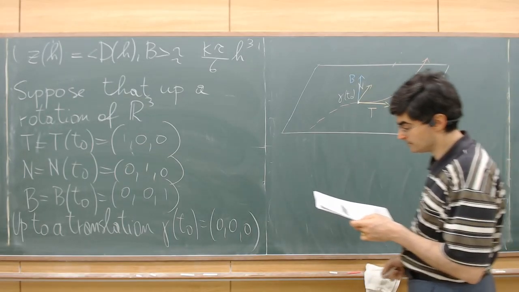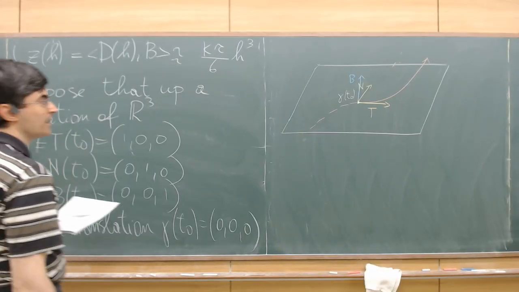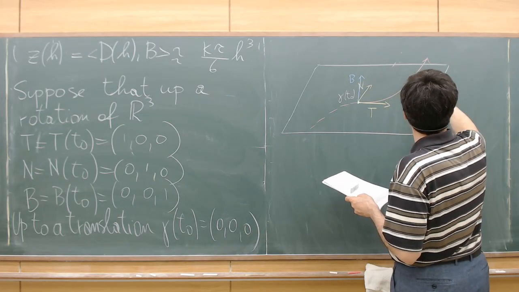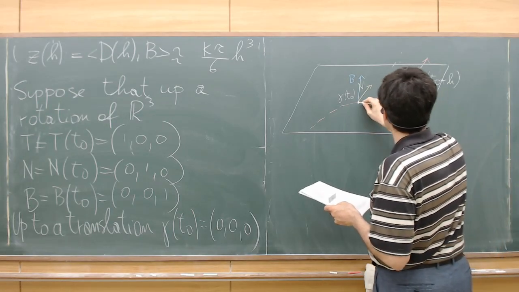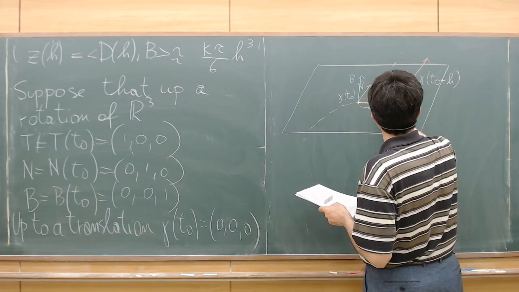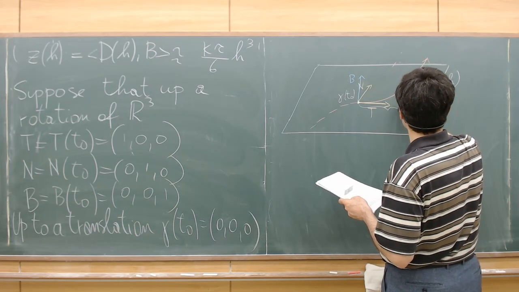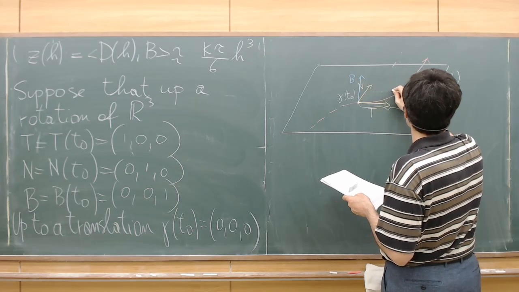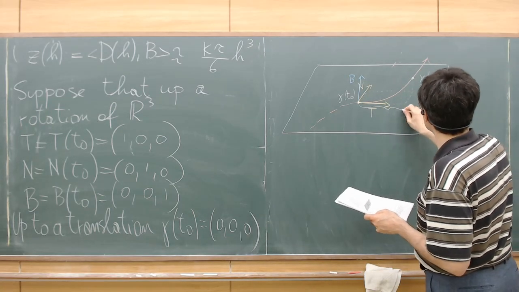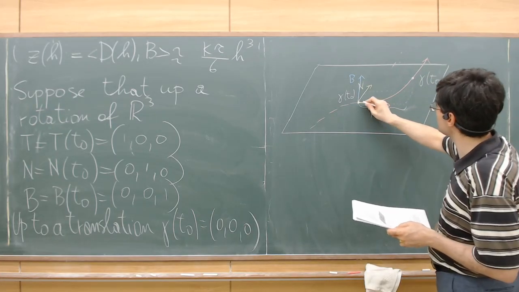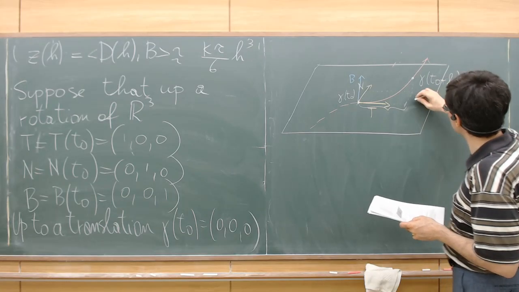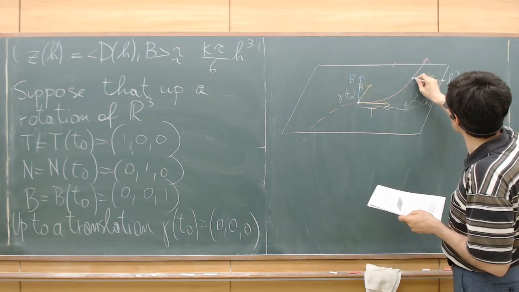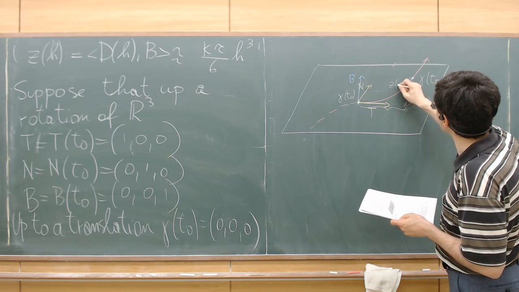So in this picture, the function x of h is given by the length of this segment from here to here. y of h is the length of this segment, and z of h is the length of this segment.